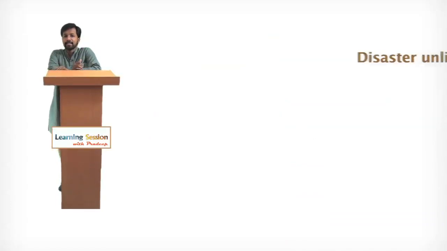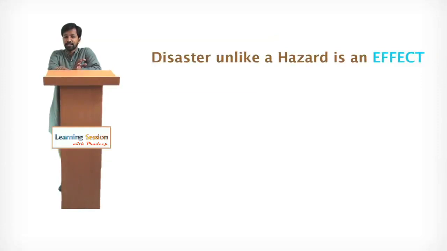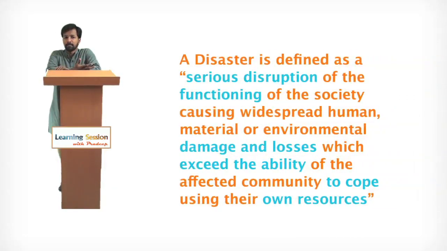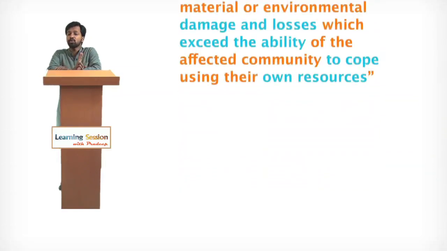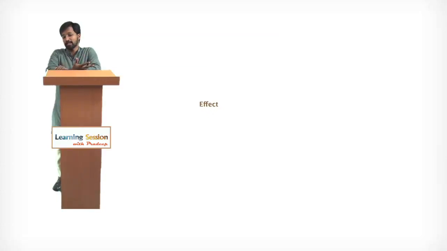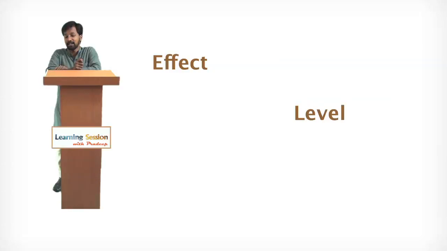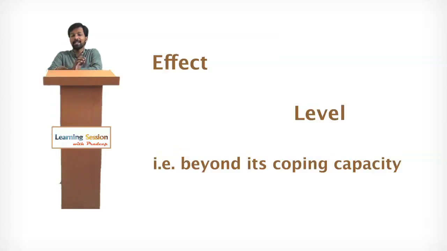A disaster is, unlike a hazard, an effect. A hazard is a potentially damaging phenomenon, but a disaster is an effect. It is defined as serious disruption of the functioning of the society, with material, environmental, human losses which exceed the ability of the community to cope using their own resources. So there must be two conditions which must be met for something to be called a disaster. One is the effect and the other the level. So the combination of the effect and the level, which has to be beyond the coping capacity of the society, that is beyond the capacity of the community to cope using its own resources.